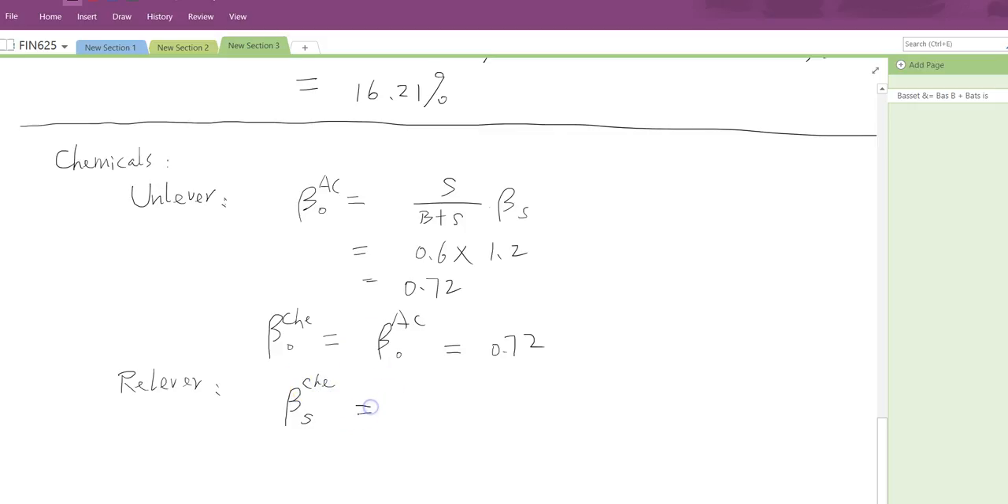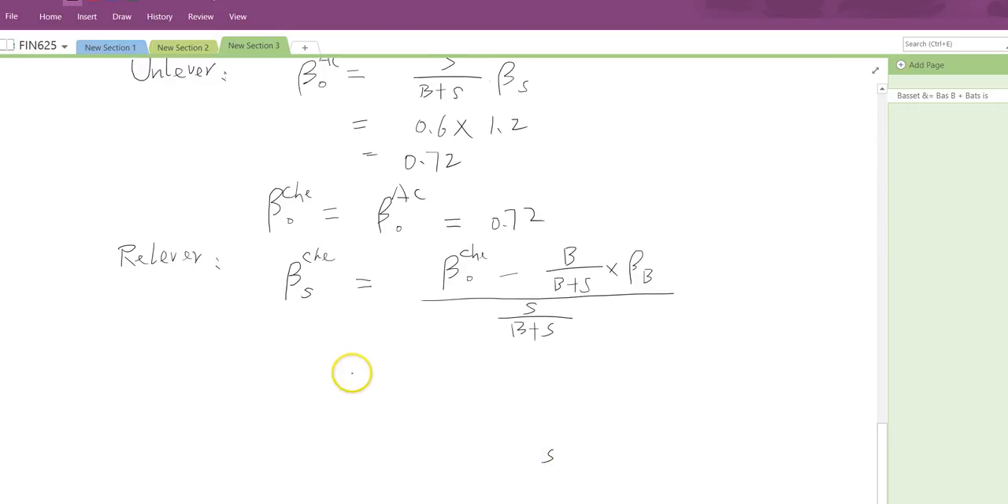Copy the formula I derived above. So it's beta 0 chemical minus B over B plus S, and this is for the chemical division, times beta B, over S over B plus S. And this gives me 0.72 minus 60%, right? 0.60 times beta B, which is 0.2, over 1 minus that, which is 0.4. So this gives me 1.5.